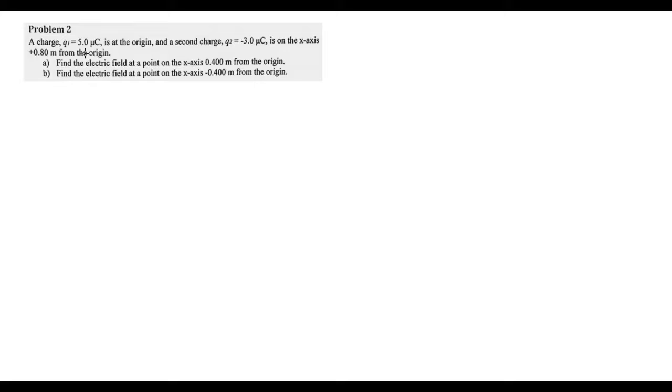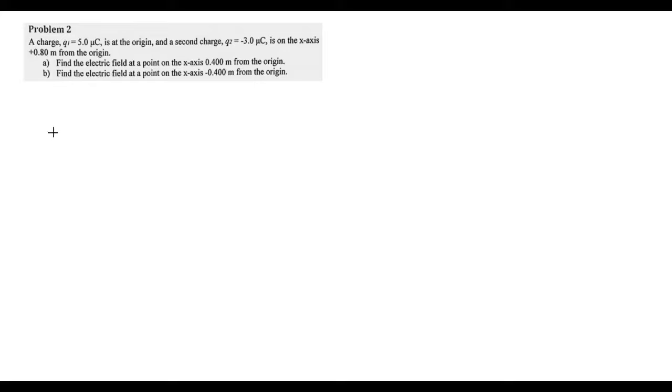A charge Q1 equals 5 microcoulombs is at the origin, and a second charge, negative 3 microcoulombs, is on the x-axis at plus 0.8 meters from the origin. Find the E field strength at a point 0.4 meters from the origin. Find the E field strength at a point on the x-axis negative 0.4 meters from the origin.